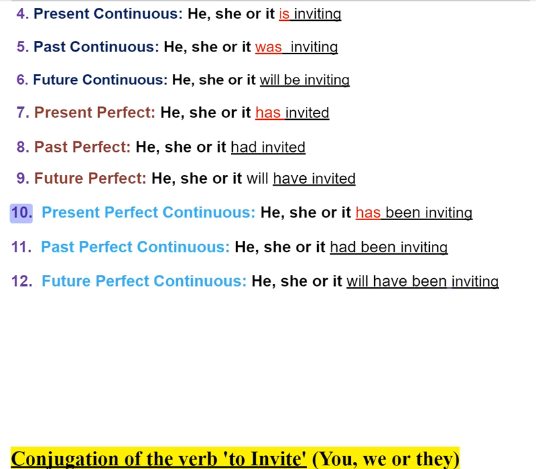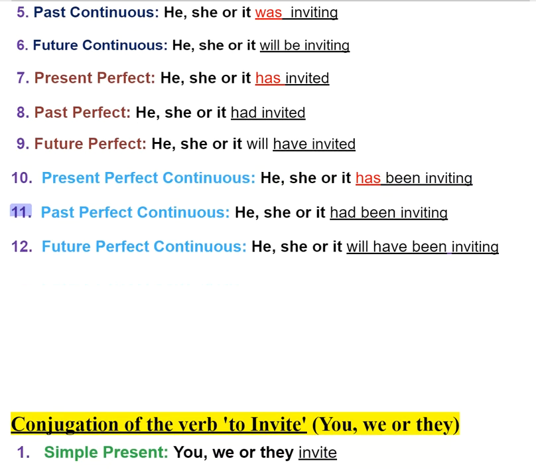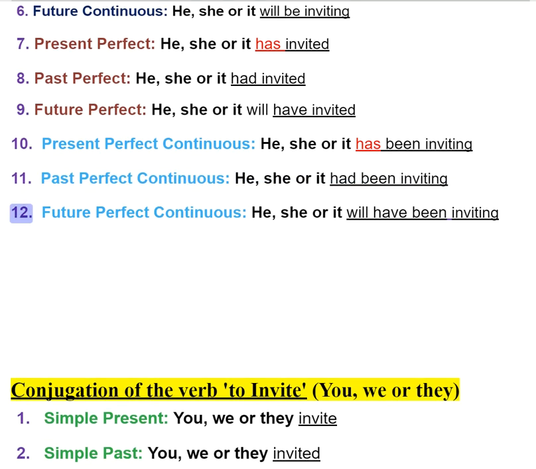10. Present perfect continuous, he, she or it has been inviting. 11. Past perfect continuous, he, she or it had been inviting. 12. Future perfect continuous, he, she or it will have been inviting.